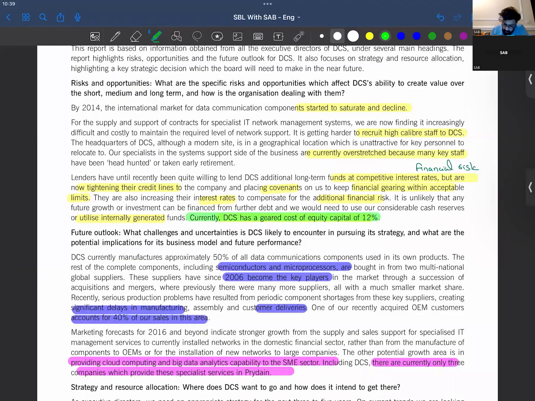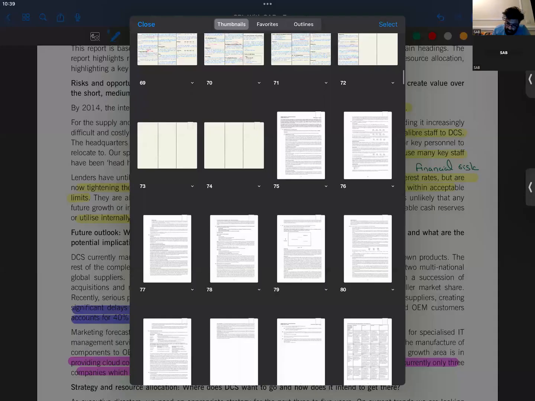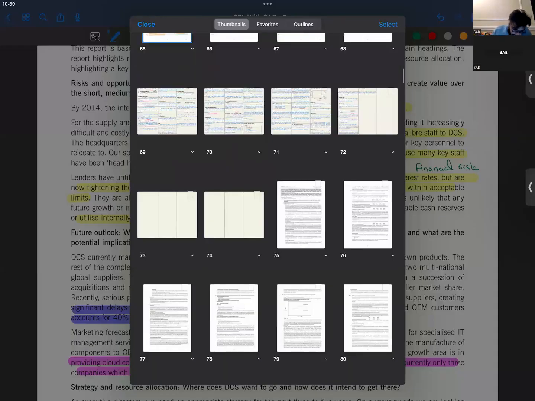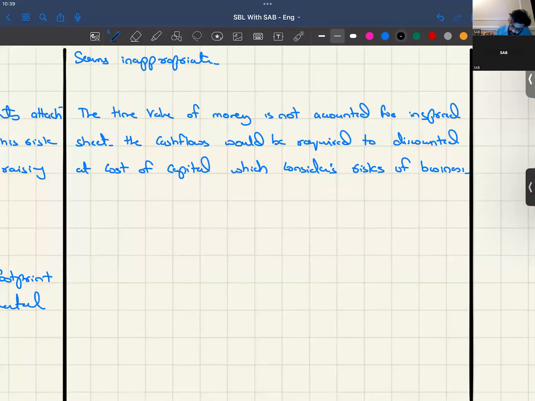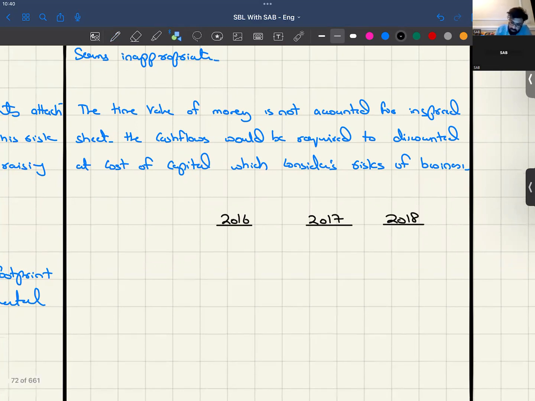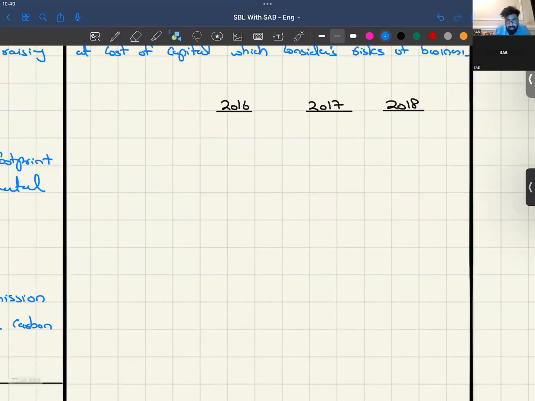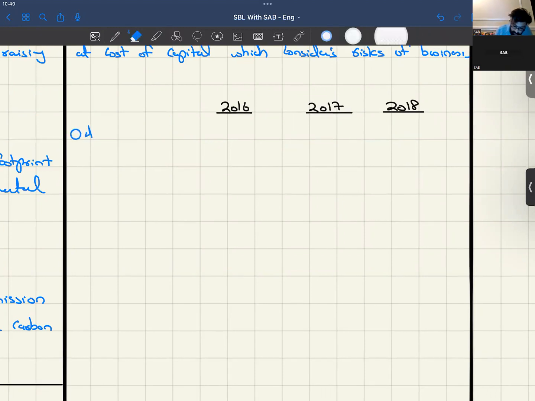Now see, the examiner would love it if I could identify and give them the correct present values, right? Some students have asked whether financial management knowledge is tested in it. Yeah, it's tested, right? The F9 level knowledge is definitely tested in SBL.